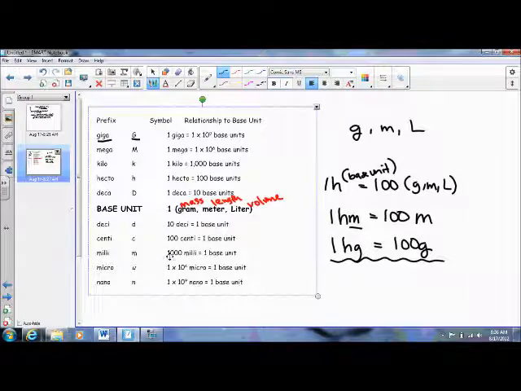So if milli was the prefix, let's say that was milliliters, then I would say 1,000 milliliters. In this case, it says that's equivalent to 1 base unit. Well, this is always the base unit, so that would be 1 liter. One of the things that you're going to be practicing first is writing these. These are called equalities. They're equalities because they have the equal sign.